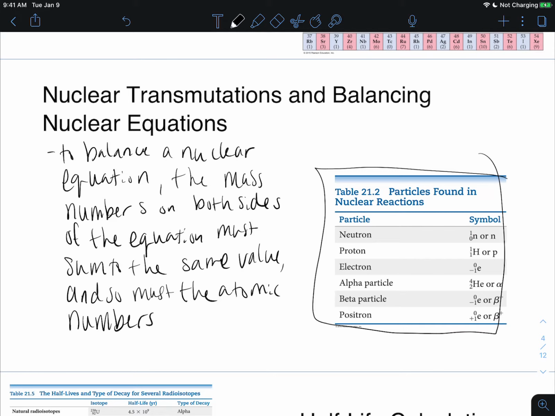So when we look at these particles, we see that they have a mass number on top and not always an atomic number on bottom. So for the neutron, the proton, the alpha particle, those all have atomic numbers on the bottom. But for our beta particle, electron, and positron, there's a positive and negative, and it's just the charge, but it still will help us to balance out those atomic numbers if we keep those in mind.